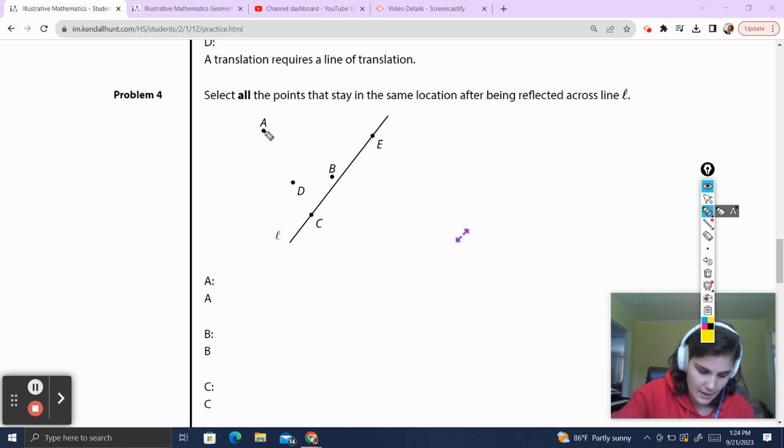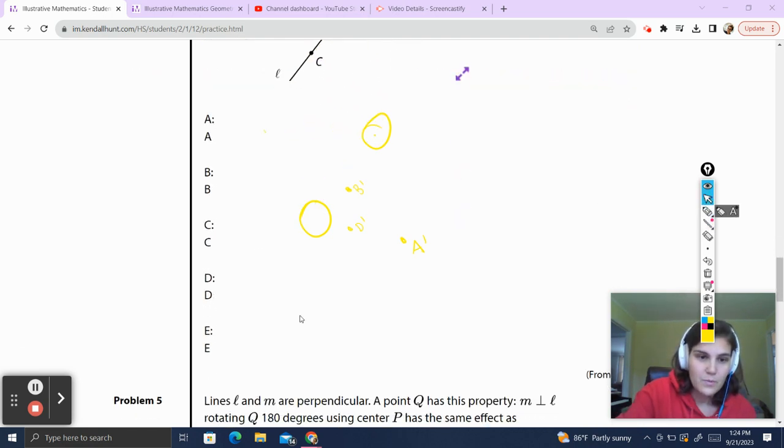So A, going across line L, is going to end up over here. B is going to end up over here. D is going to go over here. And if we remember, the points that stay on line L are the ones that start on line L. So F and C, they're going to end up in the same spots. So our correct answers for this question would be C.